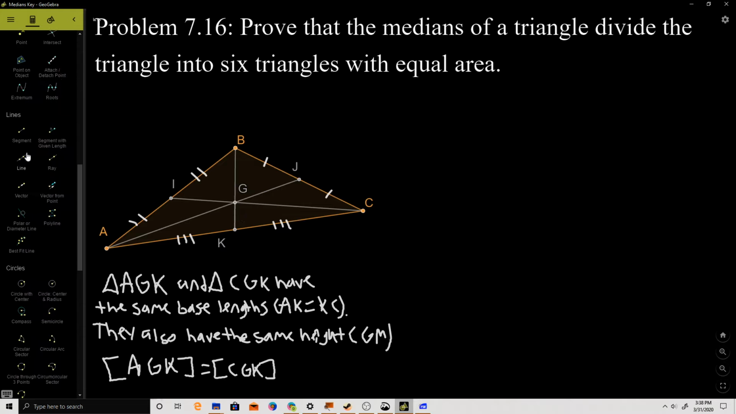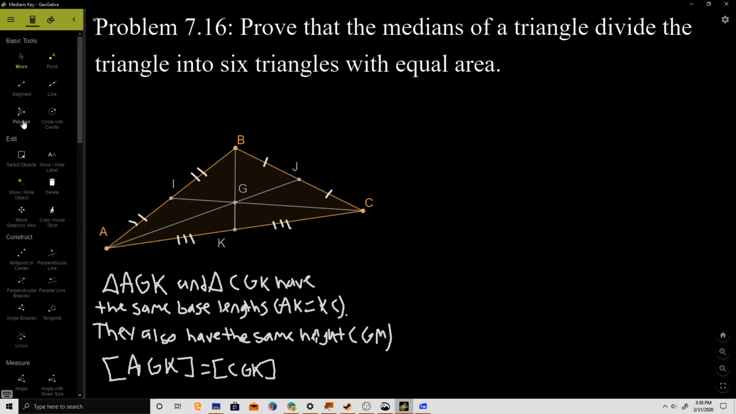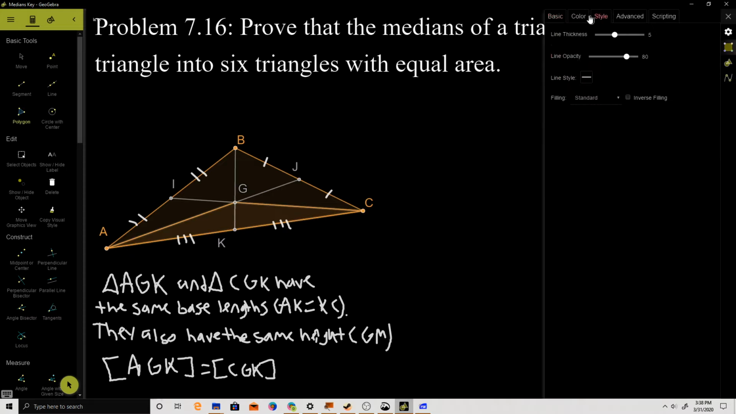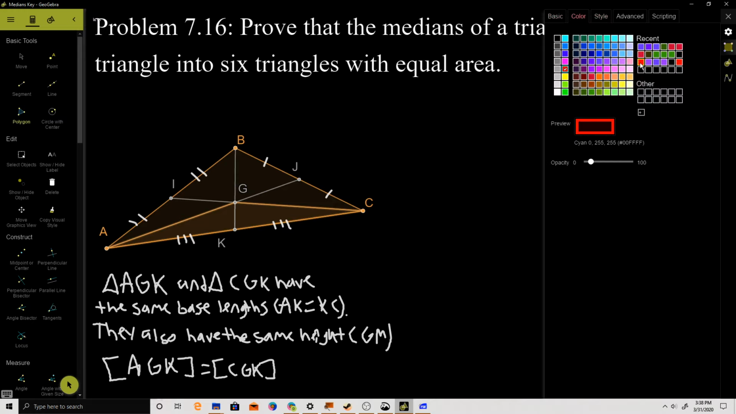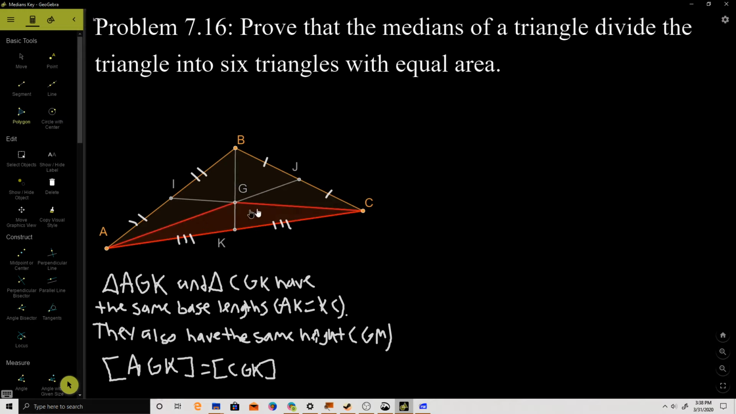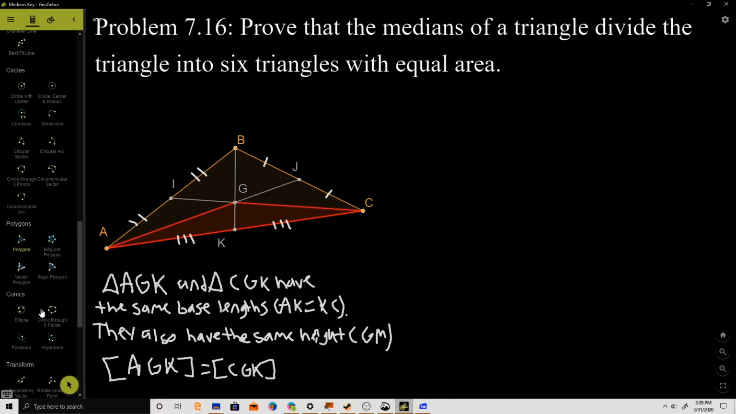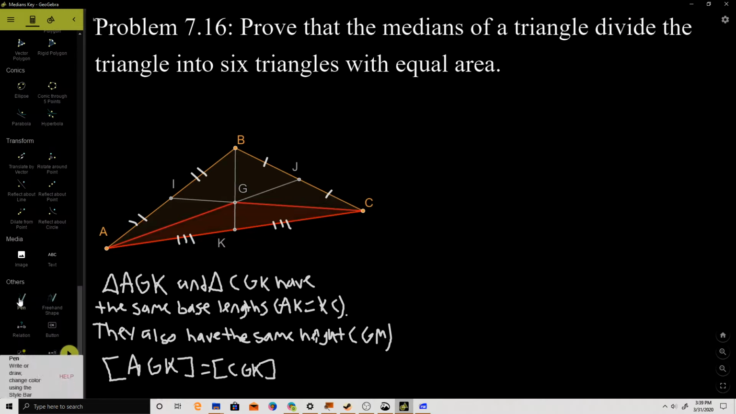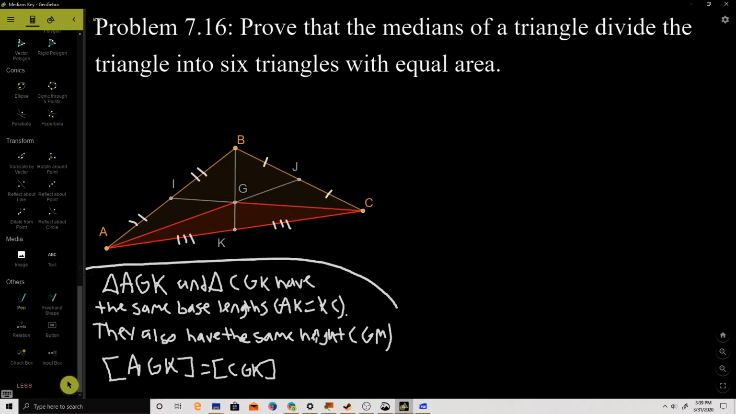So I'm actually going to color the 2 triangles in the same color to signify that I have already proven that they indeed have the same area. So the 2 triangles in red have the same area. So I've already accomplished a little bit. Now I need to show what other two triangles might have the same area.